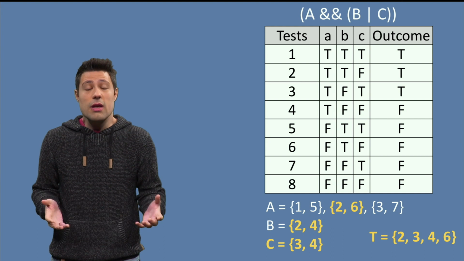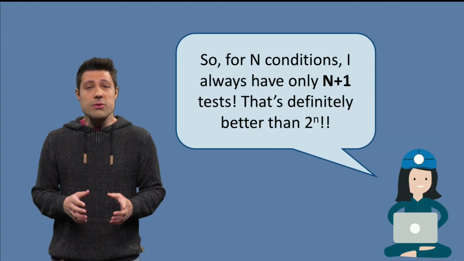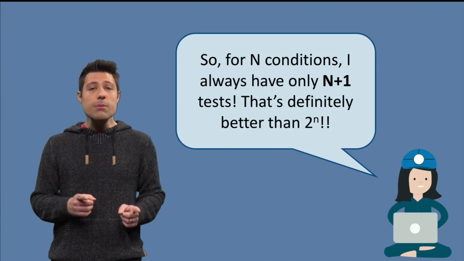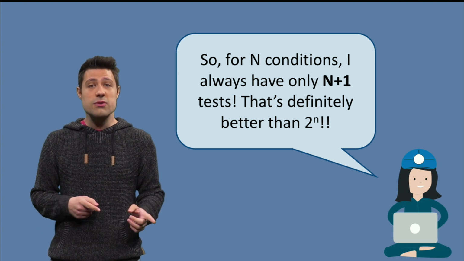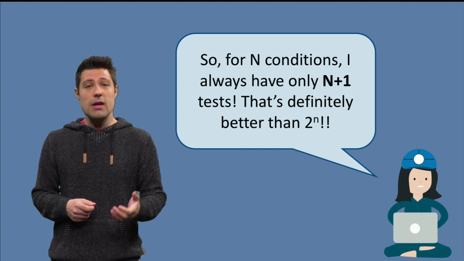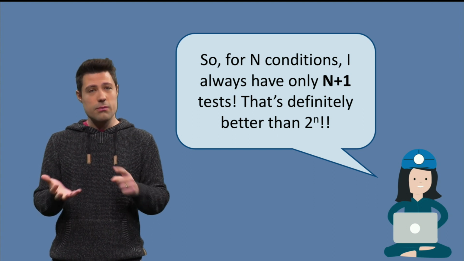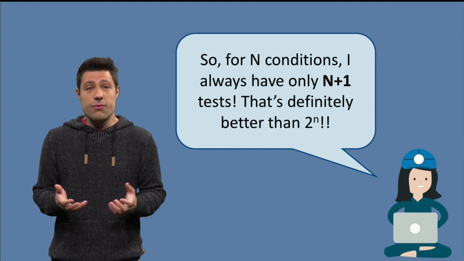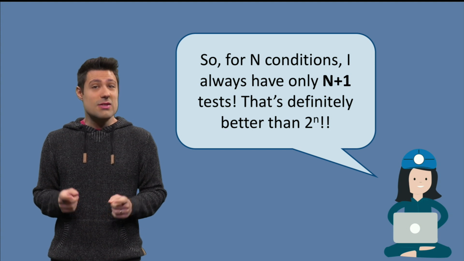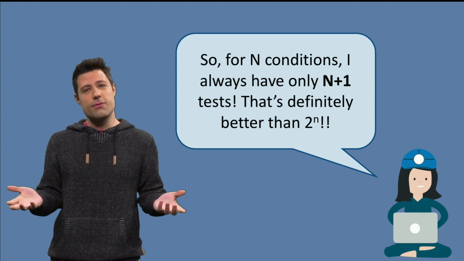And actually, I'm not going to prove here, but with MC/DC, we always need only n plus 1 tests, where n is the number of conditions we have. In the example, our n was 3, after all, A, B, and C, and thus the number of tests is 4. This is definitely better than 2 to the power of n. So, we just learned the MC/DC coverage criteria, which is common in some industries like avionics. MC/DC gives us a manageable number of tests to perform when the number of combinations is too high.